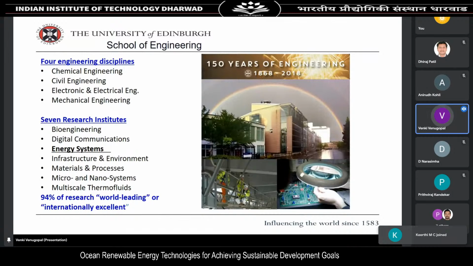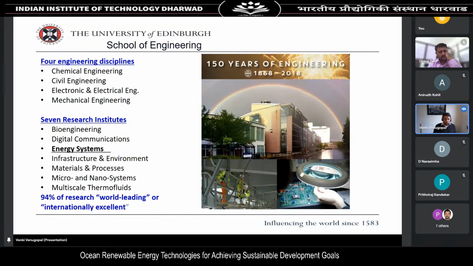We have 7 research institutes: bioengineering, digital communications, energy systems, that's where I work. Infrastructure and environment, I think that's where Professor Draj was placed when he was here. Materials and processes, micro and nano systems, multi-scale thermofluids. So these are all the 7 research institutes we have within the School of Engineering, and we conduct a serious amount of research under these institutes. And 94% of the research we conduct is classed as world leading or internationally excellent.